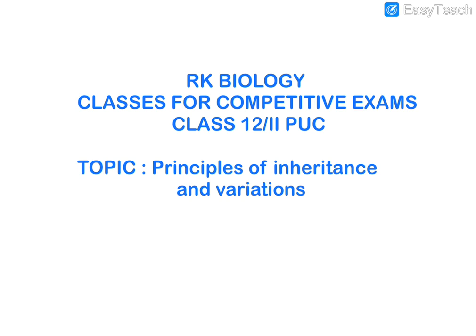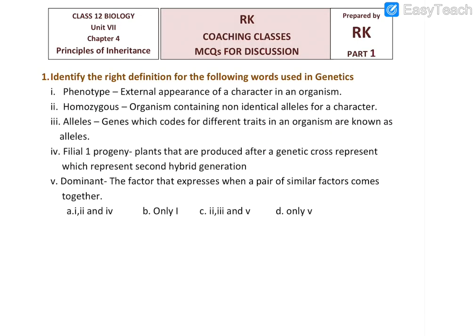In today's class, I'll be discussing MCQs from chapter 4, Principles of Inheritance and Variation. In Principles of Inheritance and Variation, you have learned about Mendelian principles, Morgan's experiment, the deviation from Mendelian principles, and later mutations and also genetic disorders. At the last, you have learned about sex determination. I have taken a few questions from these topics, and I'll be discussing these questions.